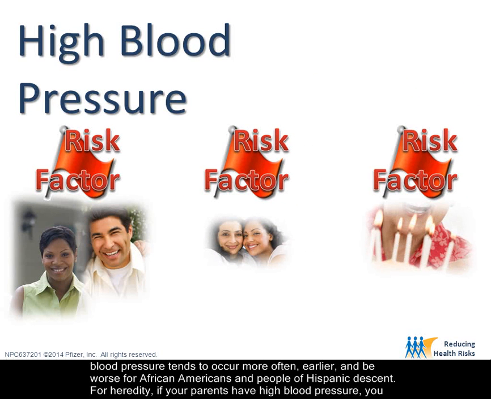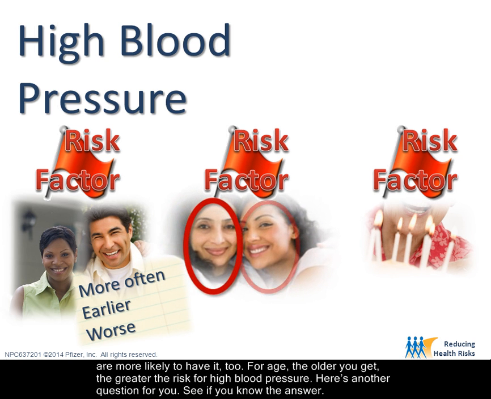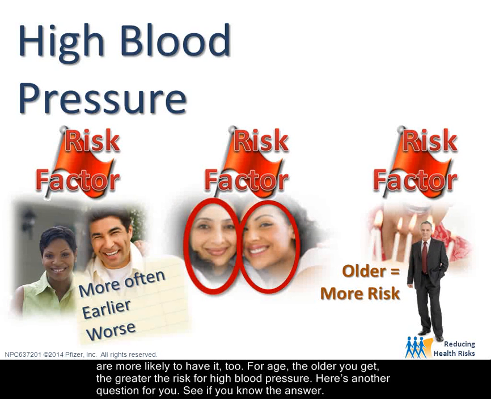High blood pressure tends to occur more often, earlier, and be worse for African Americans and people of Hispanic descent. For heredity, if your parents have high blood pressure, you are more likely to have it too. For age, the older you get, the greater the risk for high blood pressure.